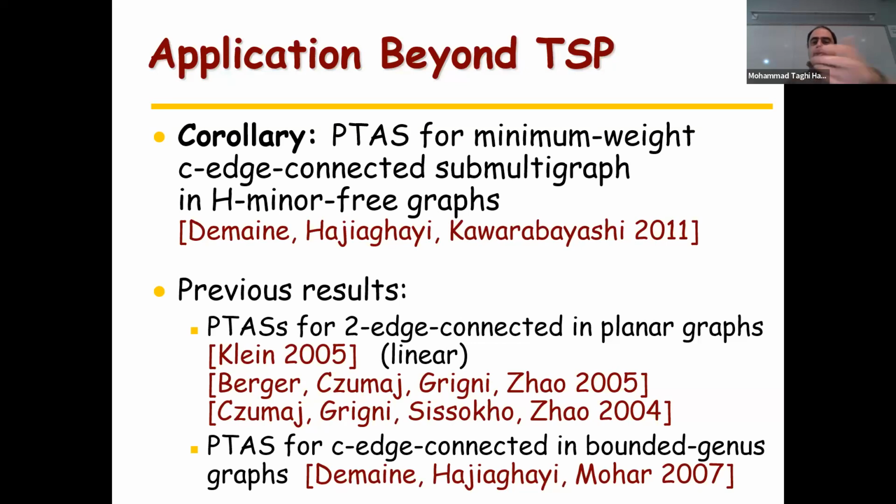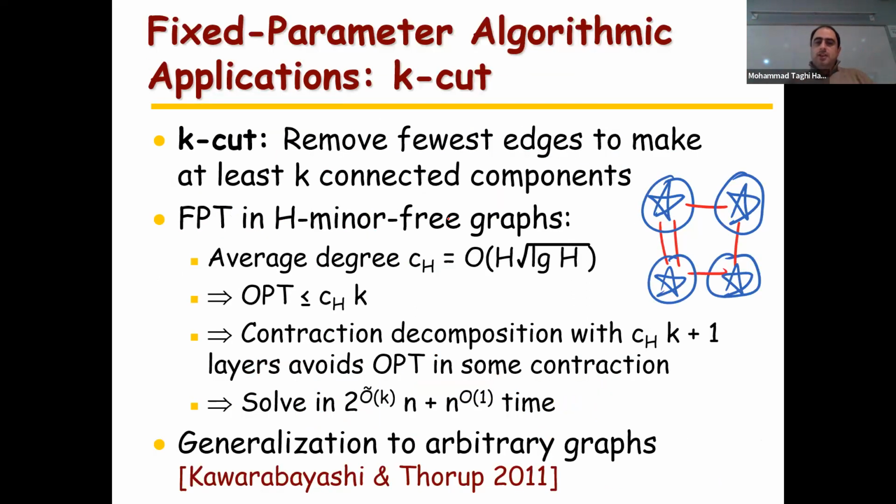And so you can also generalize. For example, instead of a PTAS, you can find the minimum weight k-edge-connected subgraph in H-minor free graphs. That also you can get. Essentially, a k-edge-connected graph means that between any two vertices there are k disjoint paths between them. This is generalized.